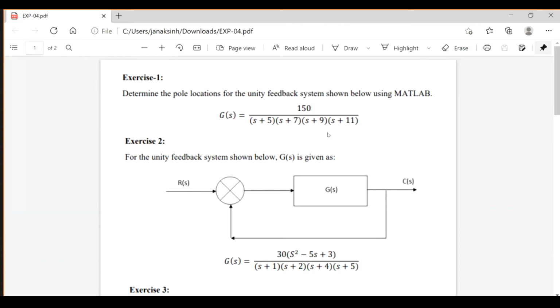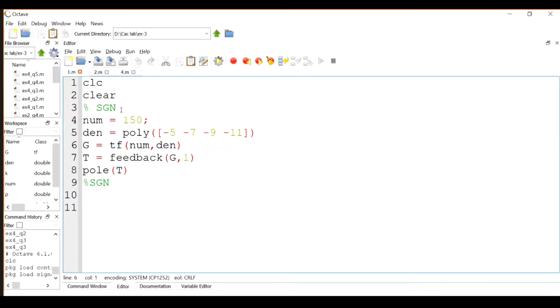So we'll write this code in Octave. First you can see here it is clc, clear, that is we are clearing the command window. Now you saw in the question that the numerator was 150. So we wrote here, take a variable as num, that is numerator, equal to 150, and we take another variable, denominator. In the denominator, you saw that there were different terms like s plus 5, s plus 7, s plus 9, s plus 11. So it can be written in polynomial form as poly of minus 5, minus 7, minus 9, minus 11. Basically, poly is the general definition for determining a polynomial in Octave.